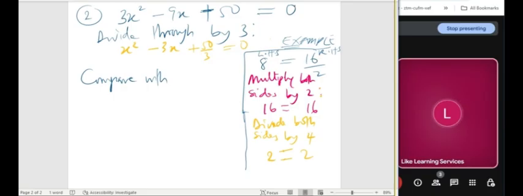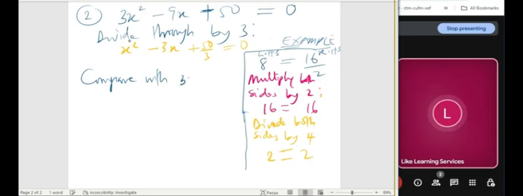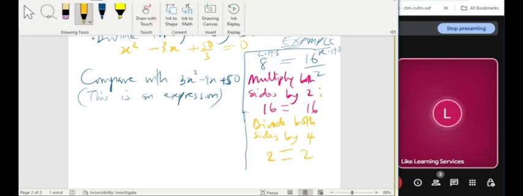But compare with this: 3x squared minus 9x plus 50. This is not an equation. It's just an expression. Did you hear me? Compare with 3x squared minus 9x plus 50. This is an expression. If you want to simplify it by dividing 2 by 3, you have to retain the 3 outside the bracket.